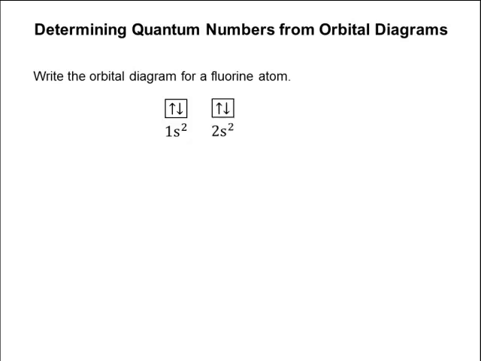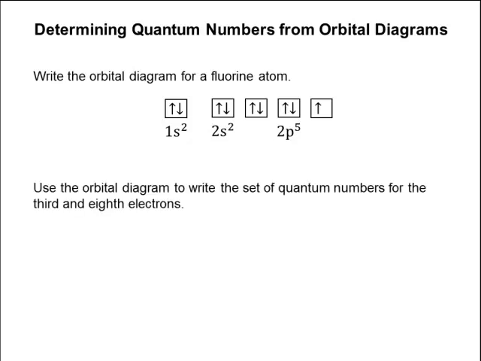I then move on to the 2s2. Single box, remember, s's only have one orbital. I filled up that 2s orbital. Now I go into the 2p subshell. The 2p subshell is going to have three orbitals associated with it. Now I'd add one electron to each box before I start doubling up on those electrons. This would be the orbital diagram for a fluorine atom.